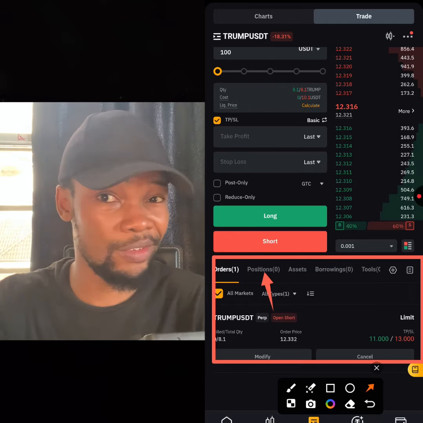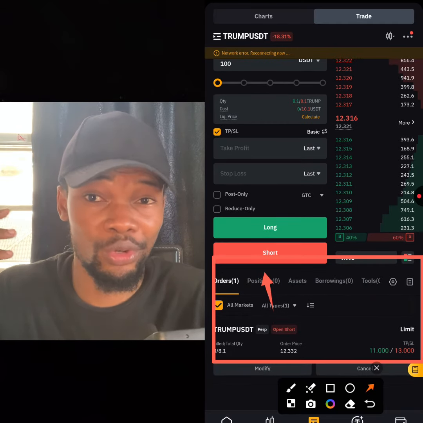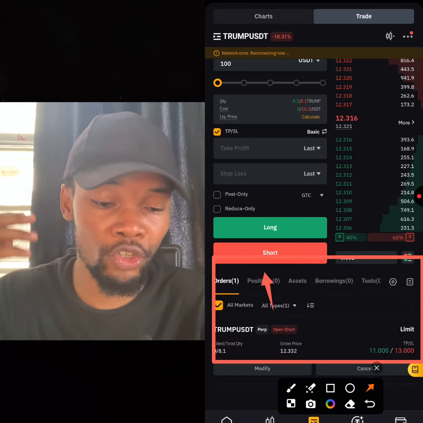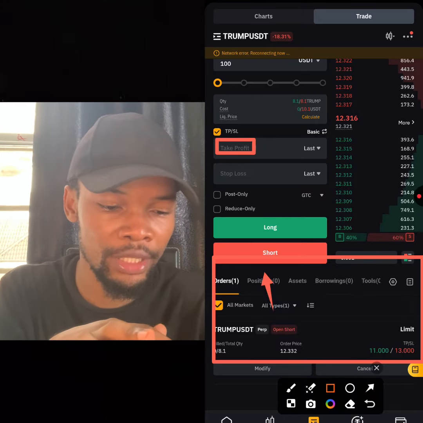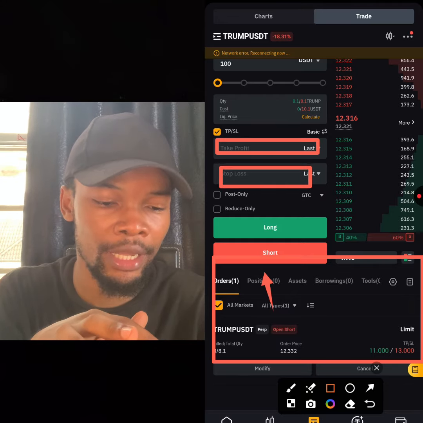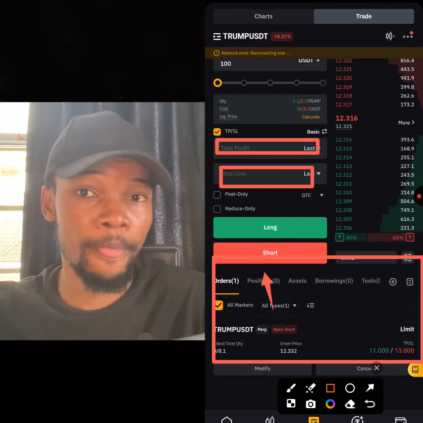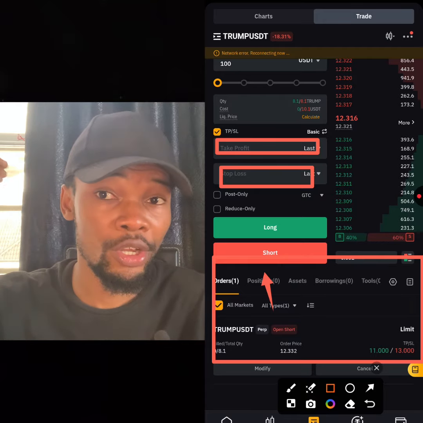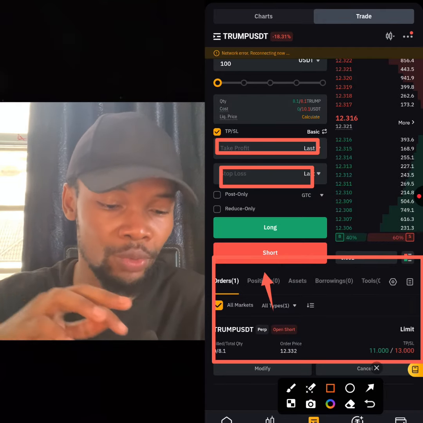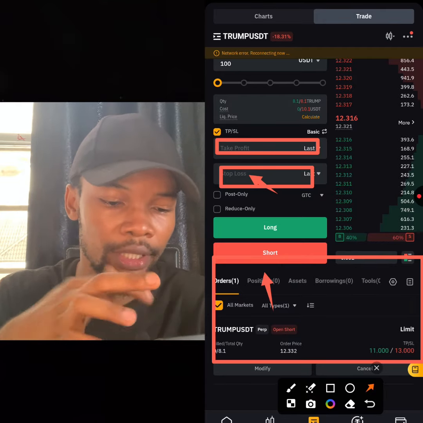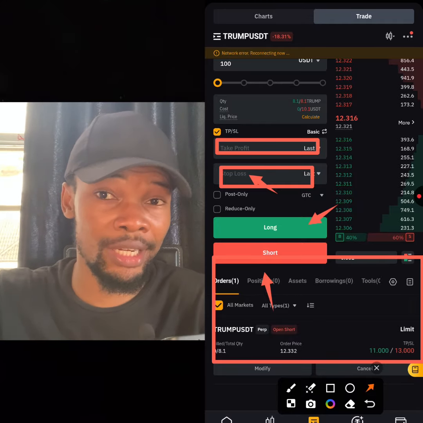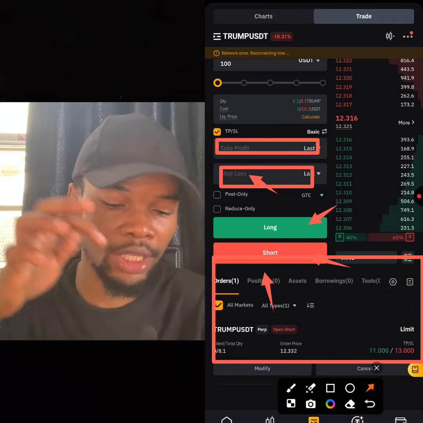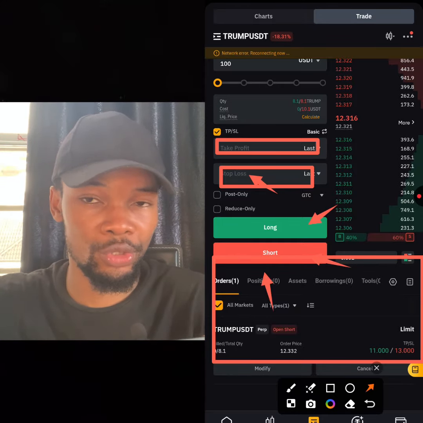So guys, this will be the end of this class, and I understand you got what I mean. For those people who are in several signal groups, this is where you can type your take profit. This is where you can type your stop loss. Take profit is your TP. You'll find it on your signal groups. Stop loss is your SL. This is where you type it. Then you can select long if the signal is telling you to long, and select short if the signal is telling you to short.